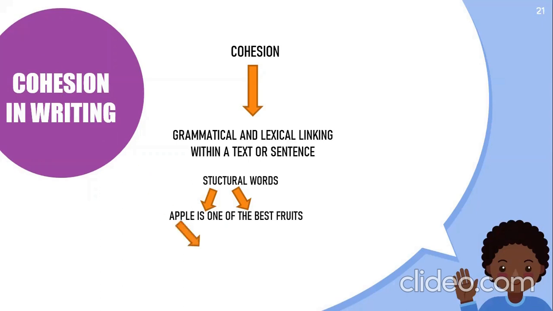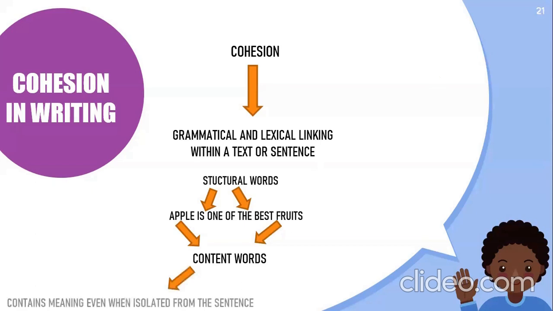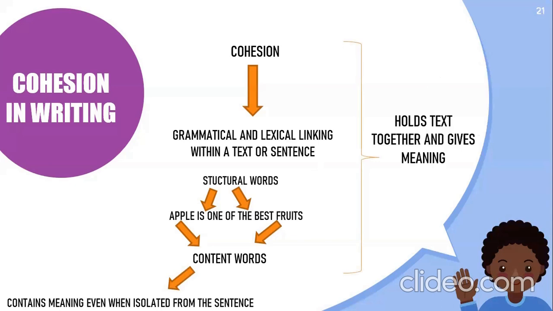Then comes the next type of word, that is apple and fruits. Apple and fruits are called content words because they have meaning not only in the sentence, but also when isolated from the sentence. So the content words bring meaning even when isolated from the sentence. Now these content words are helpful because we can use the structural words to connect two or more content words together, and therefore we can say that the structural words hold the text together and give meaning to the text.